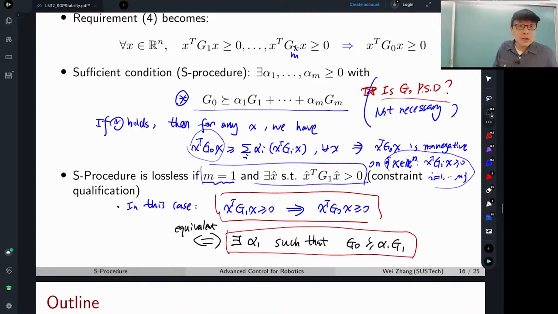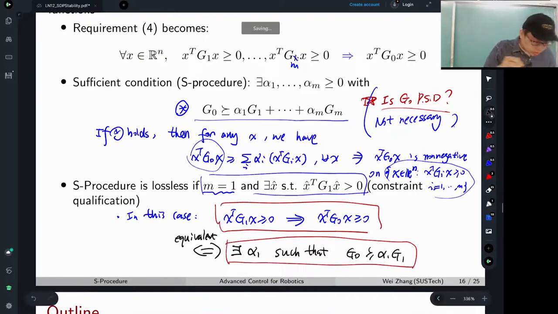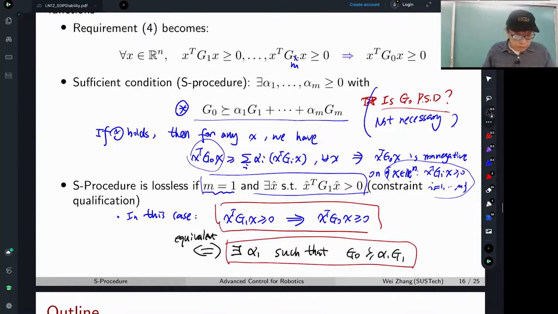I'm not sure whether you can read this expression. I do not want to explain that too much. So this condition means, whenever you're looking at different x, in the part of the space where x transpose G1 x is non-negative, always make sure x transpose G0 x is non-negative. That's what this condition means. In the lossless case, that's equivalent to there exists an alpha one such that G0 is bigger or equal to alpha one G1. The generalized S-procedure is a sufficient condition: from here you can definitely imply this, but not the other way around. If m equal to one, that's lossless. You only need to know, at least for this class, the sufficient part.